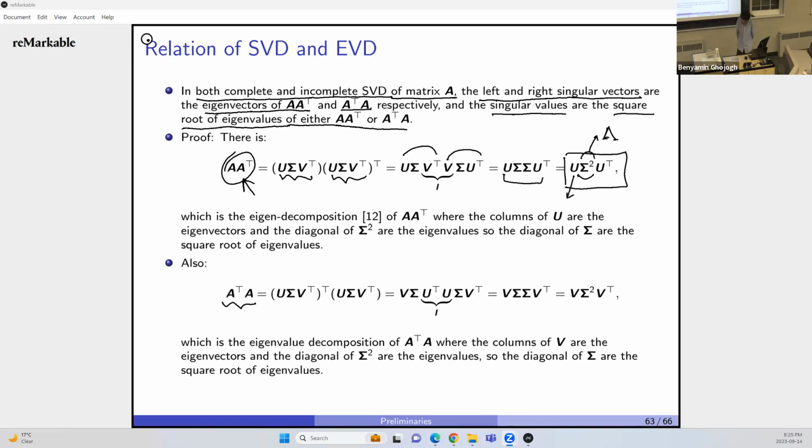Now also let's take a look at A transpose A. Similarly, we replace A with its SVD. We'll have this. Interestingly, U transpose U appears in between, which is I. It simplifies to this. We'll have V sigma squared V transpose. Again, that's another eigenvalue decomposition, whose eigenvectors are V. So V is the eigenvectors of A transpose A, and sigma squared are the eigenvalues of A transpose A. Did you understand the relation of SVD and EVD, or eigenvalue decomposition? Here, V was also the right singular vectors of A.